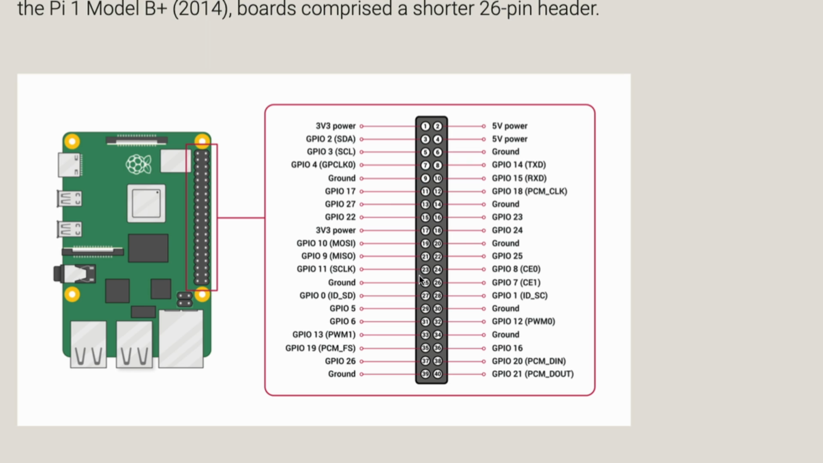Then you have 11, then a ground. Then a 0, a 5, a 6, a 13, a 19, a 26, and then a ground. You go over to the other side: you have two 5 volts, then a ground, then 14, 15, 18, ground, 23, 24, ground, 25, 8, 7, 1, ground, 12, ground, 16, 20, 21.